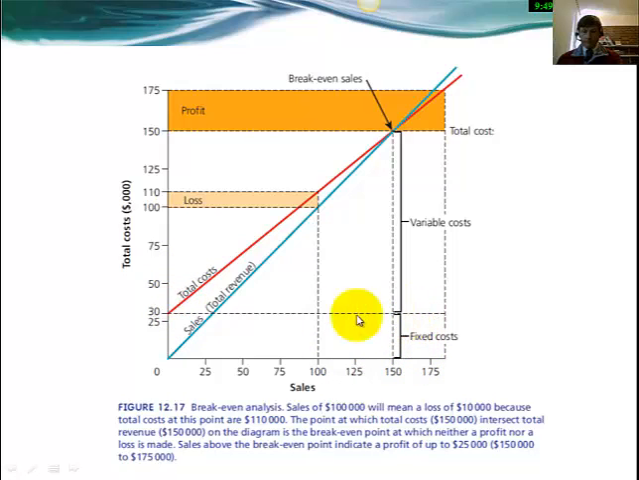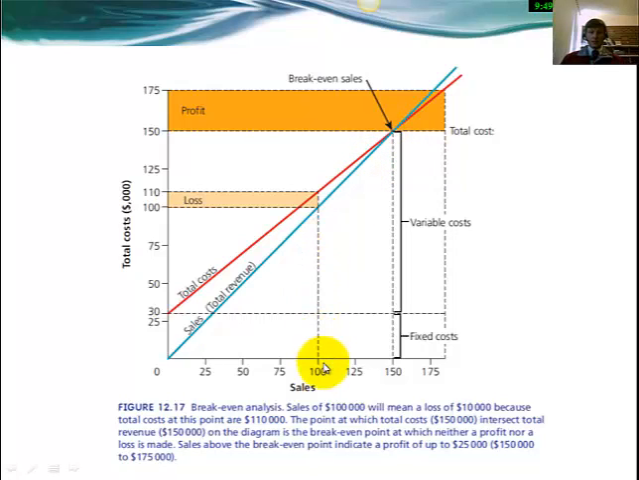It consists of the fixed cost, which at 0 units sold is still going to be 30,000. And as we then start selling units, we add the variable cost per unit to it. You can see after a while they cross up here, and that represents the break-even sales point.